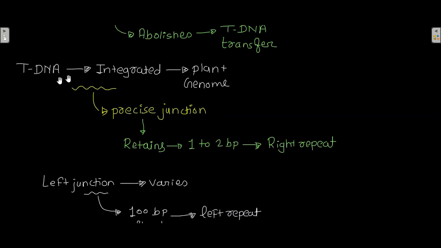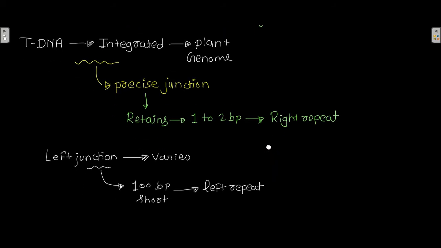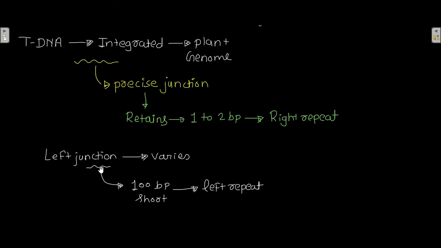The tDNA that is integrated into the plant genome has a precise junction that retains one or two base pairs of the right repeat. But the left junction varies, and it may be up to 100 base pairs short of the left repeat.